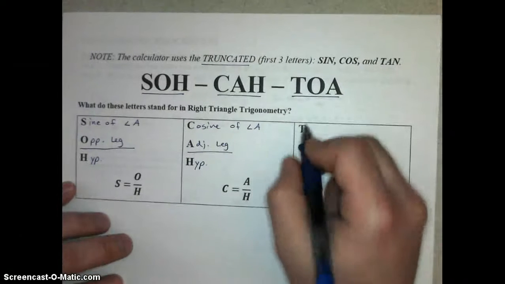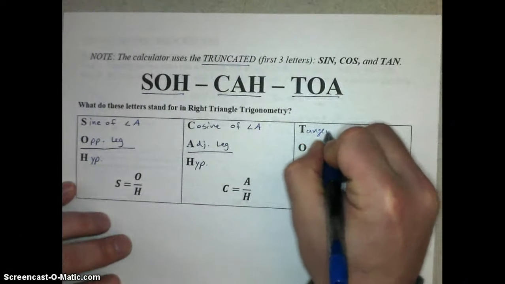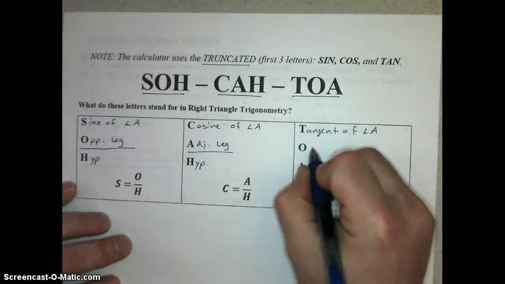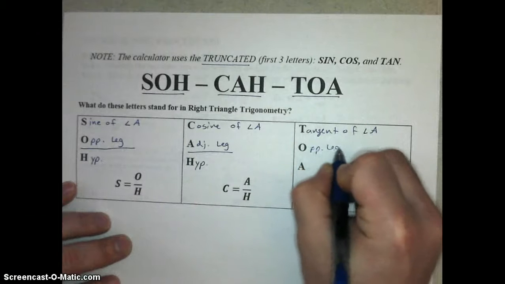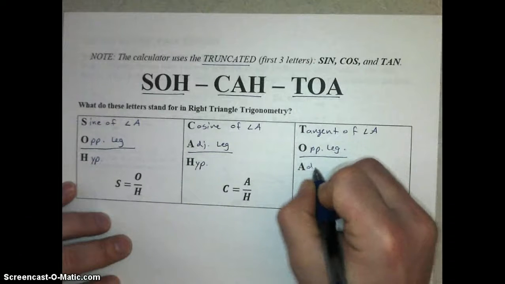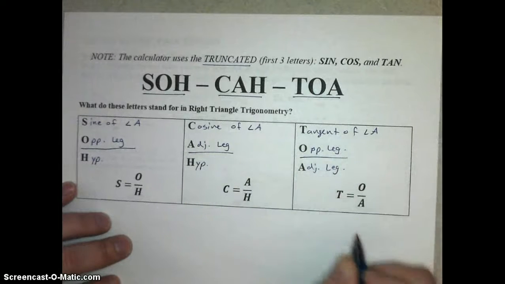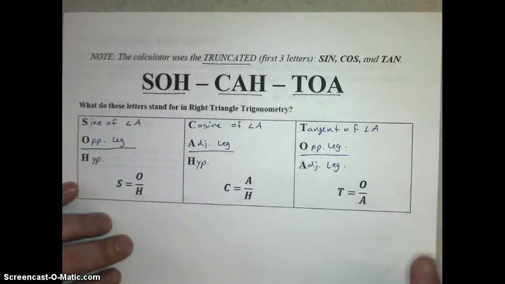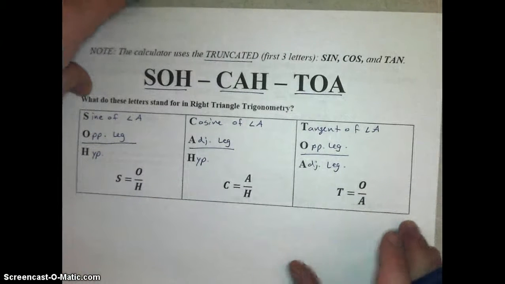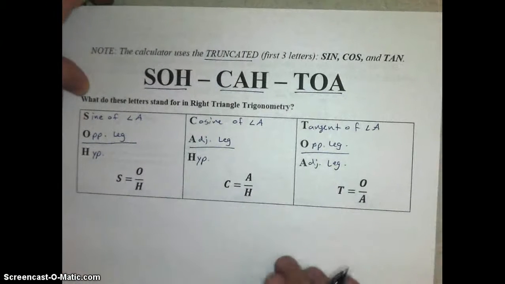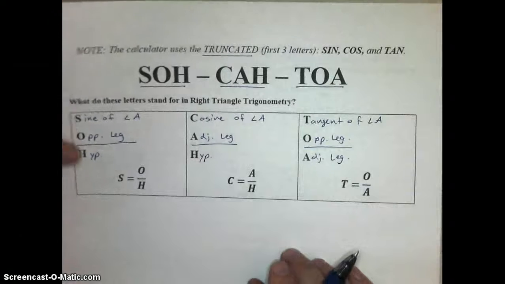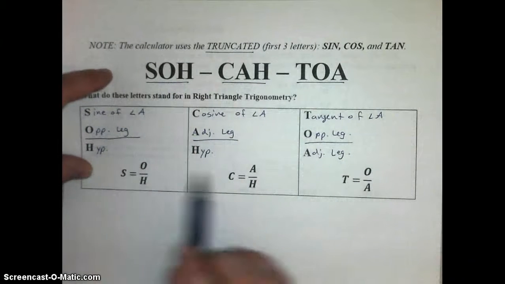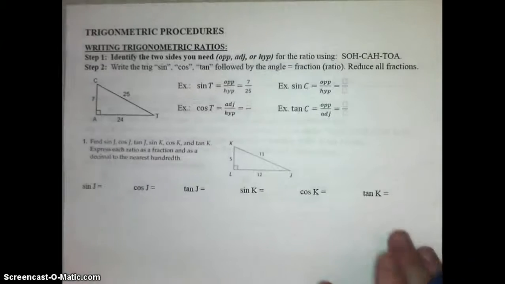And the tangent ratio of angle A is equal to the opposite leg over the adjacent leg. And all this does is help you set up the fraction to be able to talk about those ratios. Remember, these are ratios, and so for the most part we'll be dealing with decimal answers. So you can remember SOHCAHTOA. SOHCAHTOA helps you remember how to set up each of these ratios.